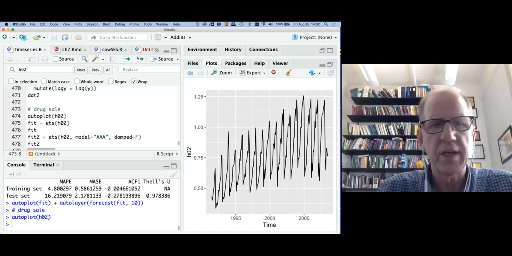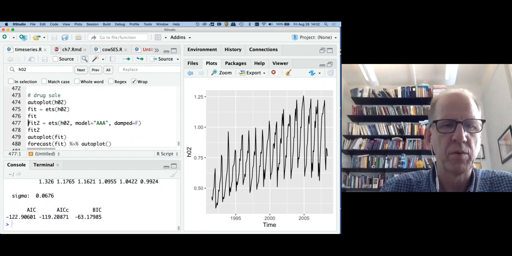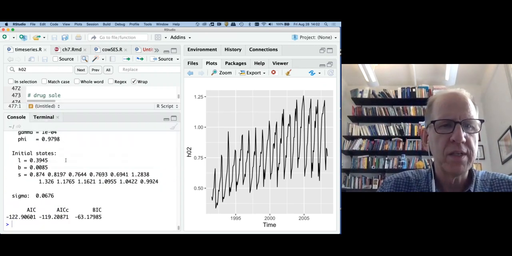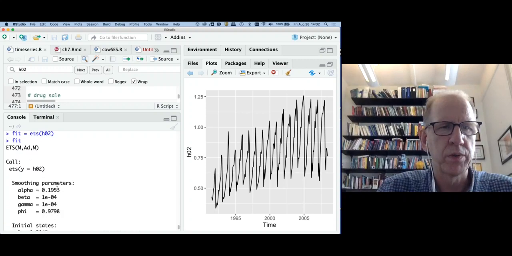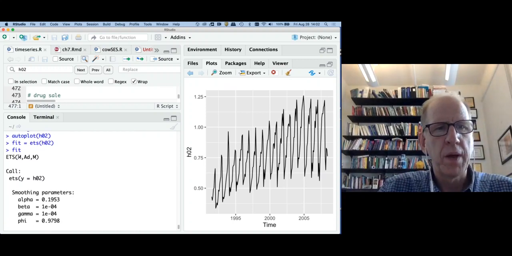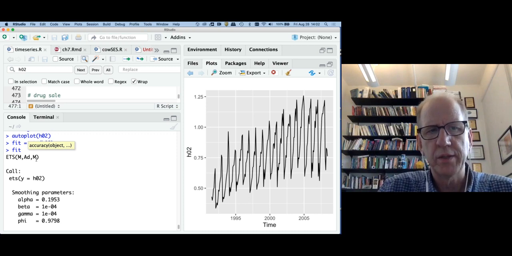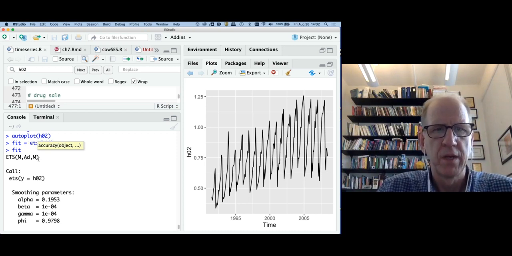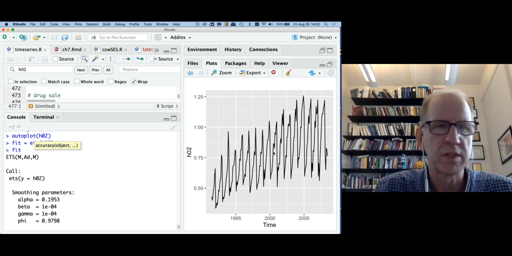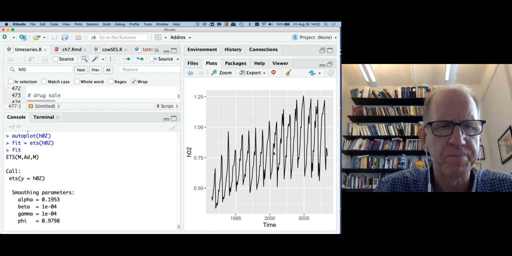Let's just go fit an ETS model, and let's see what we got. So the ETS model comes back with a multiplicative error, a damped trend with multiplicative seasonal effects. So that multiplicative seasonal effect is going to capture the heteroscedasticity that I was seeing. So as the mean increases, the seasonal effects are going to get bigger.